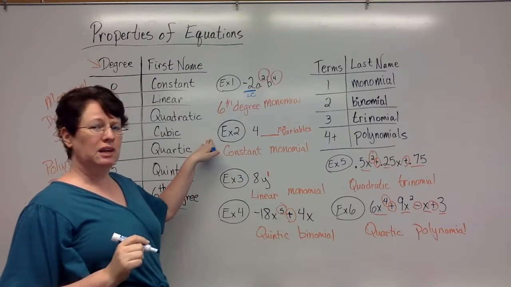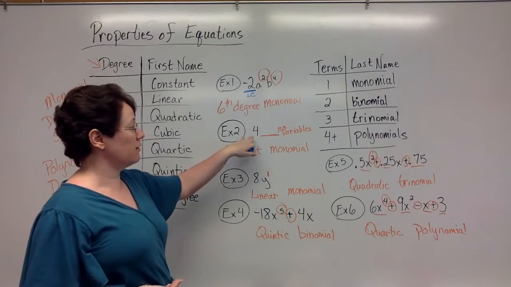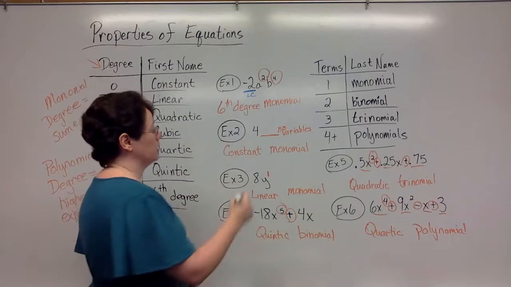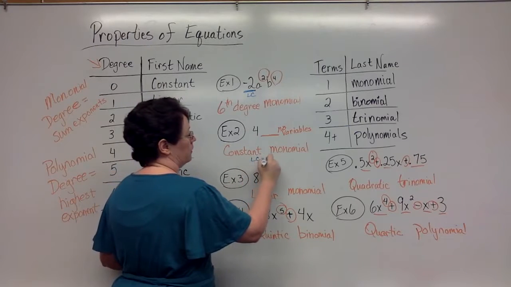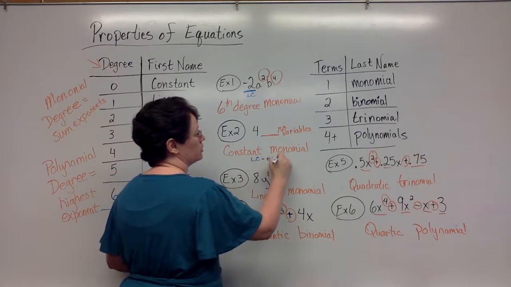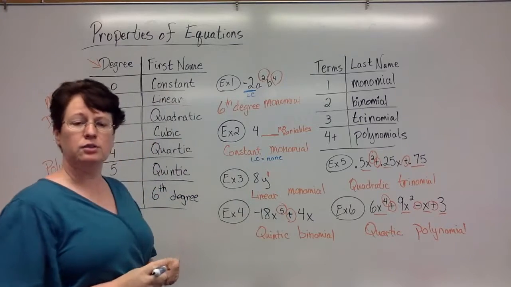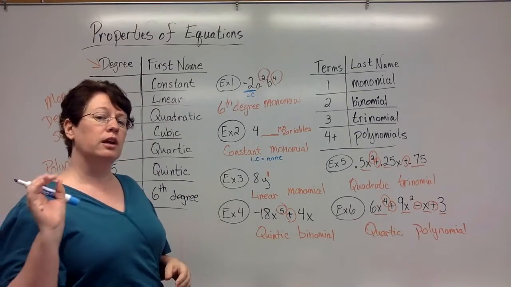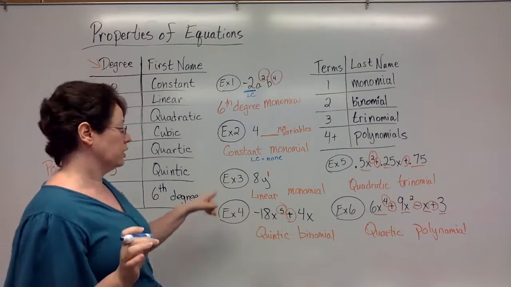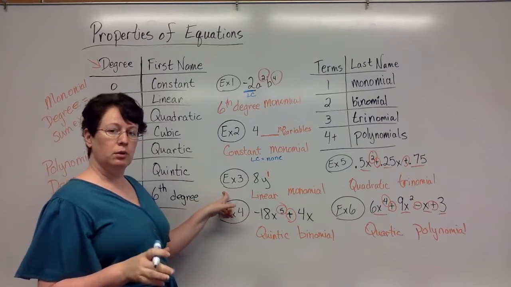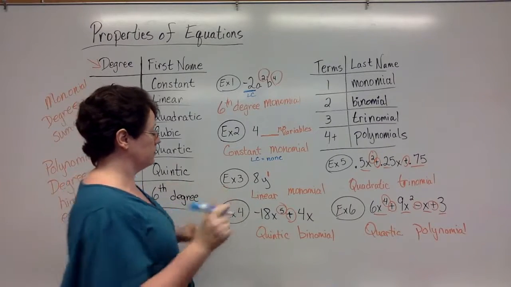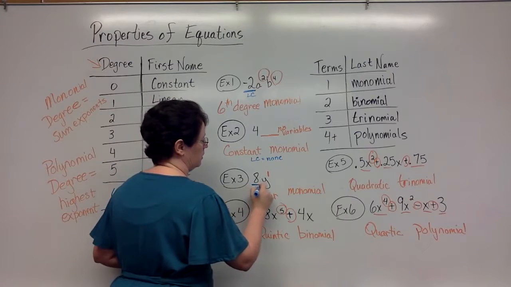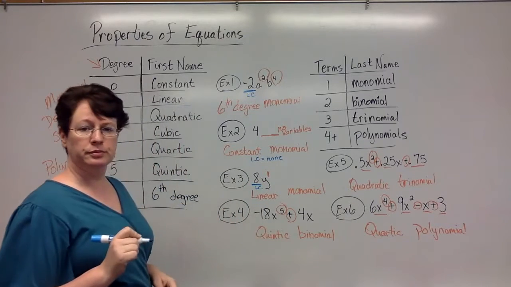On example 2, I don't have a coefficient. I just have a constant. All right? So there's no leading coefficients there. All right? Because remember, the coefficient has to be the number in front of the variable or the letter. Example 3. Where's my leading coefficient? It's in front. So that would be the 8.